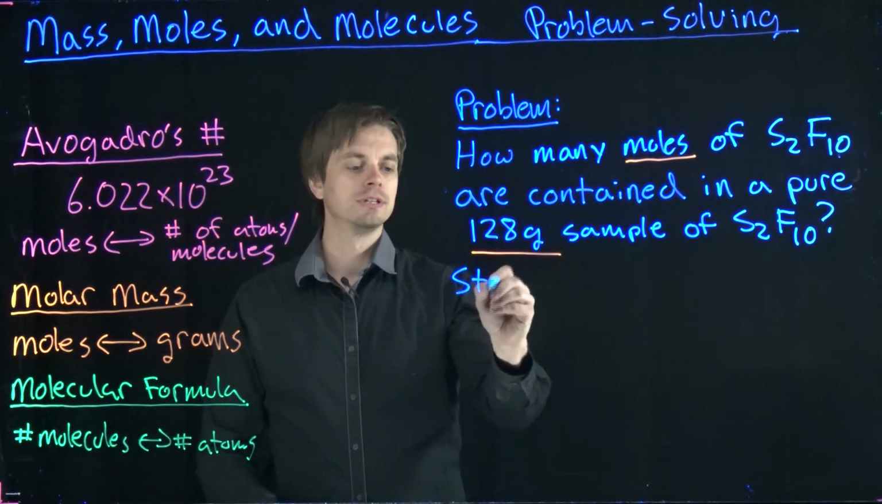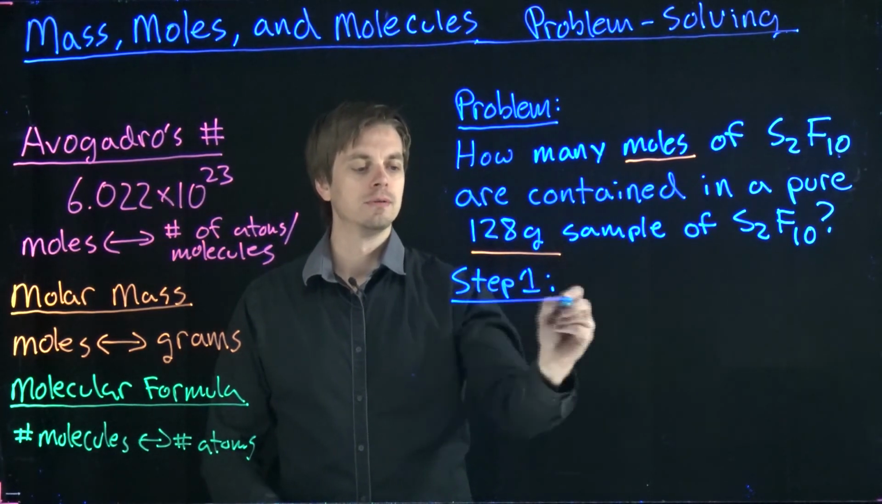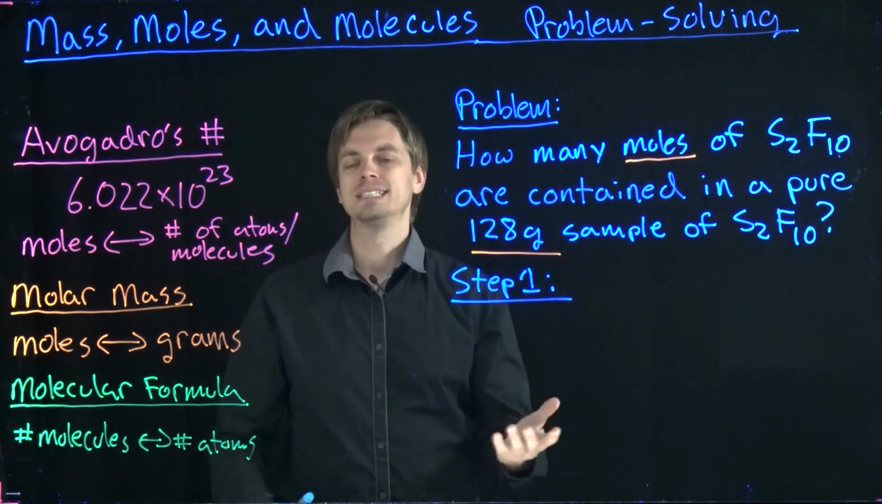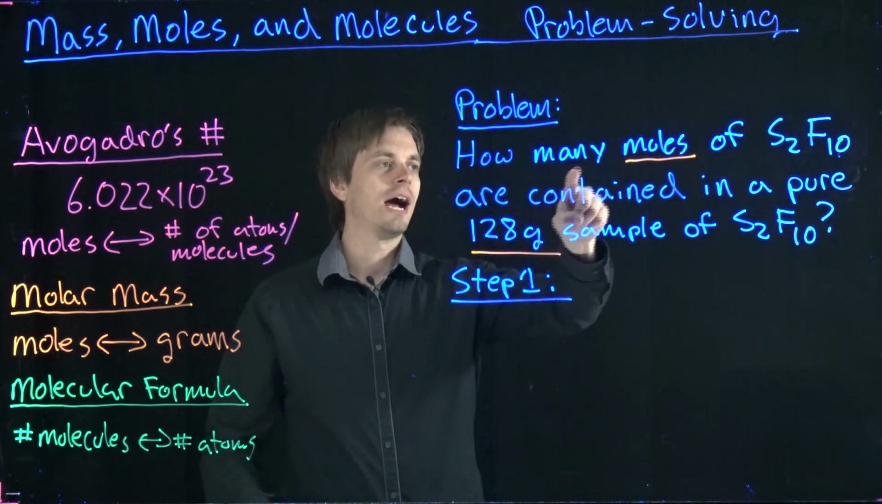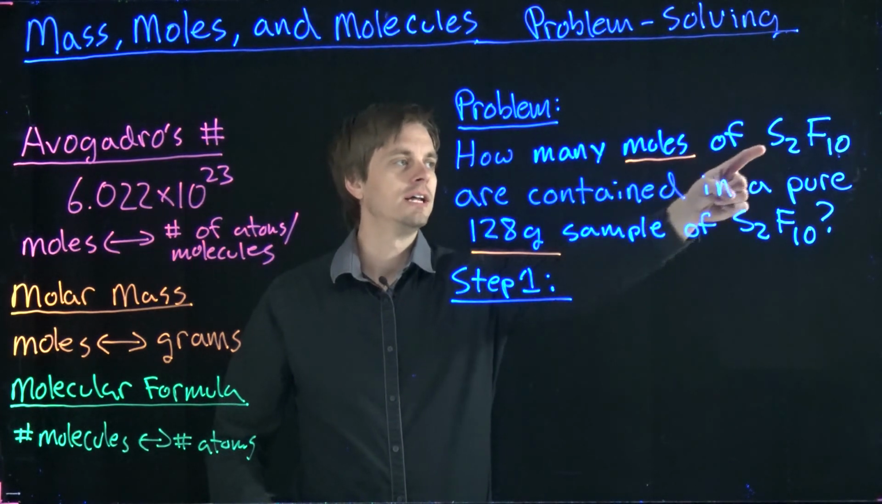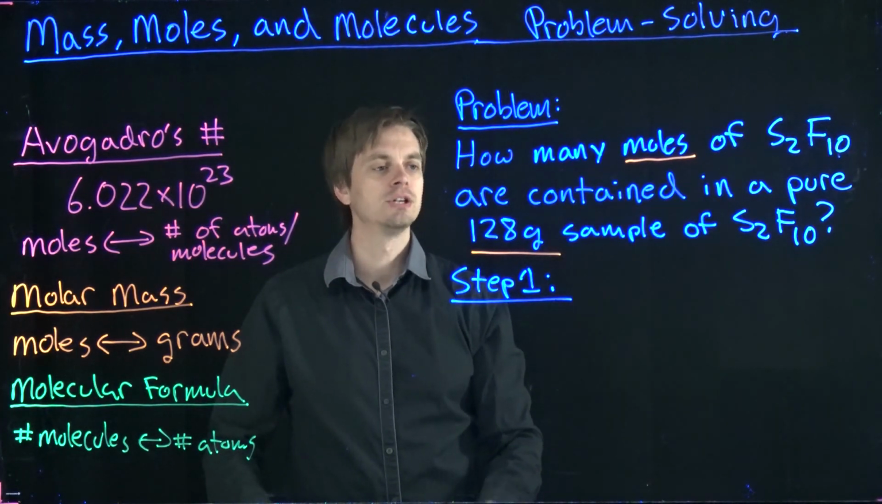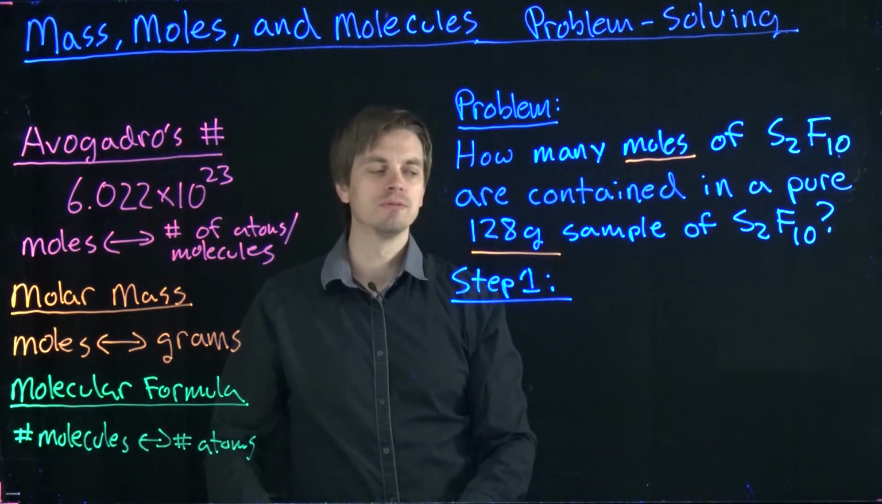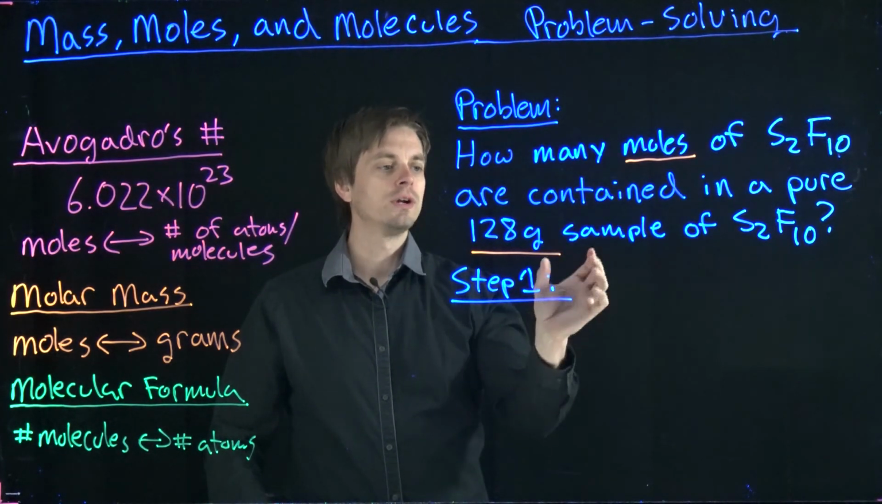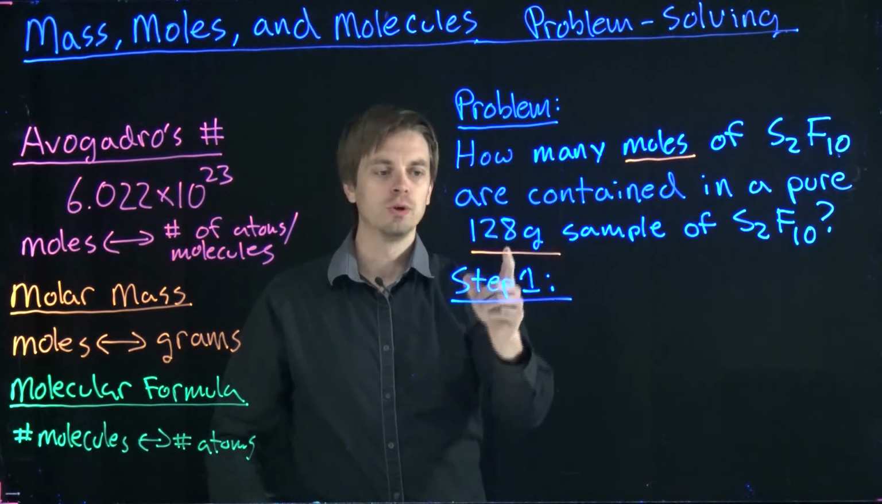I want you guys to start this problem the same way, by first just laying out the pathway we're going to follow. In this problem, we're asked to figure out how many moles of a substance, S2F10 in this case, are contained in a pure 128 gram sample of the substance. So we're going to be starting in this case with grams.